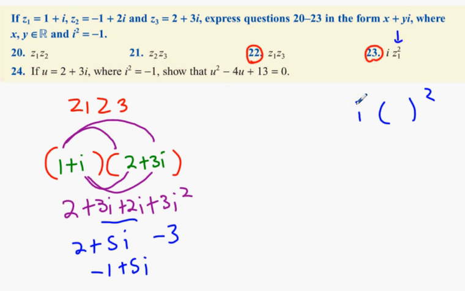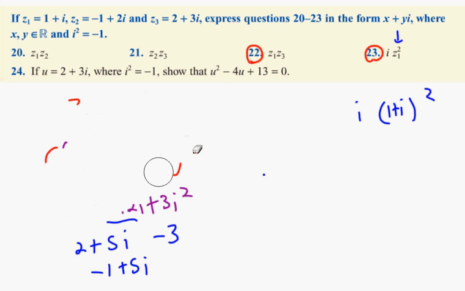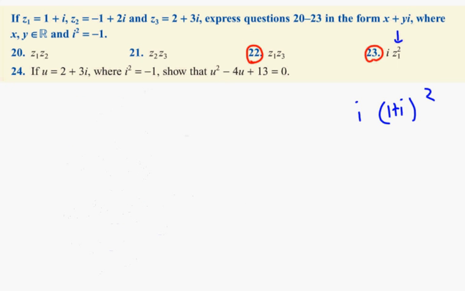The i is on the outside. The i isn't being squared. What's being squared is the z1. So z1 is 1 plus i. So what we're going to do is go over to the different side of the board, and get 1 plus i squared.